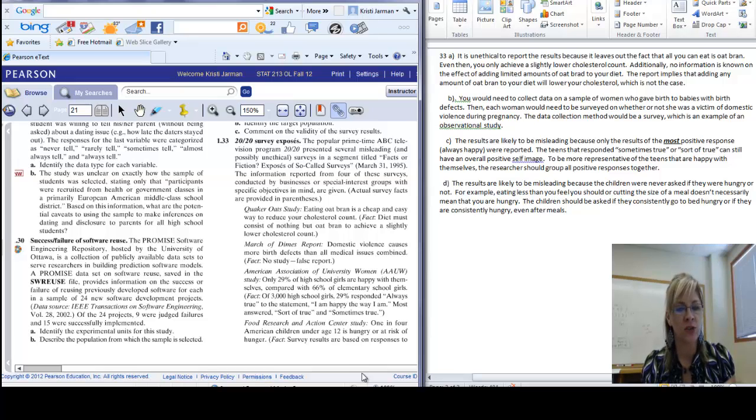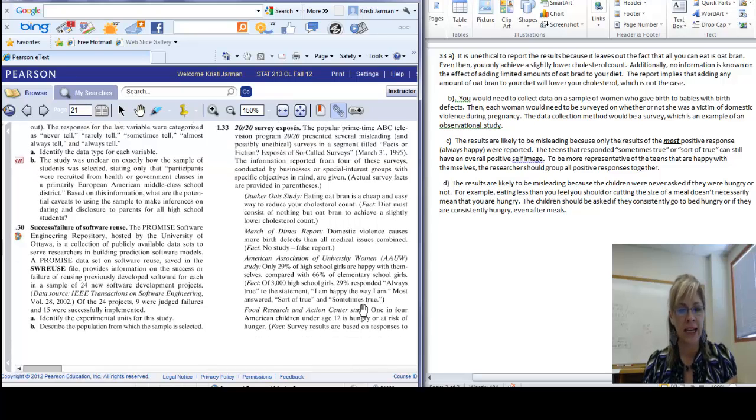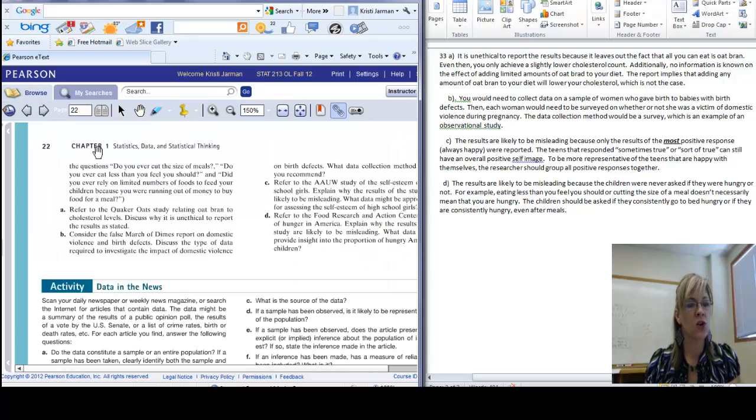All right, finally, the Food Research and Action Center study. 1 in 4 American children under age 12 is hungry or is at risk of hunger. But here's what the survey results were based on. Responses to the questions: Do you ever cut the size of meals? Do you ever eat less than you feel you should? And did you ever rely on limited numbers of foods to feed your children because you're running out of money to buy food for a meal?